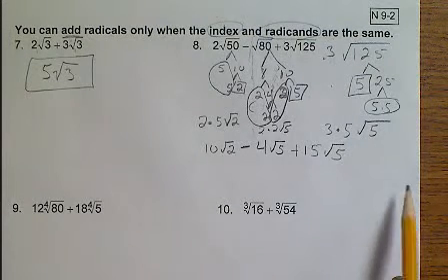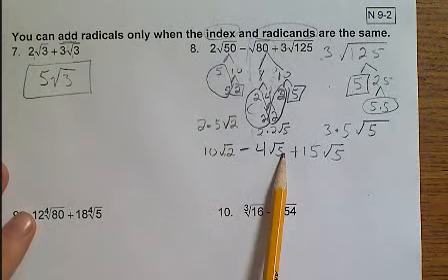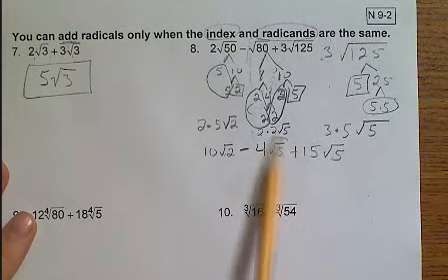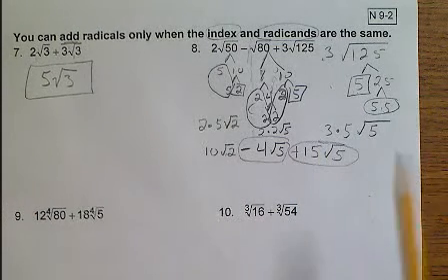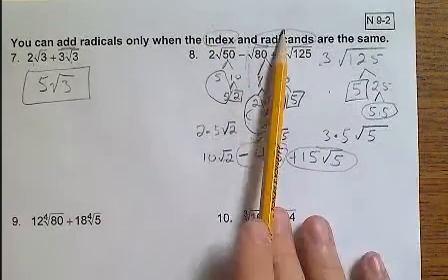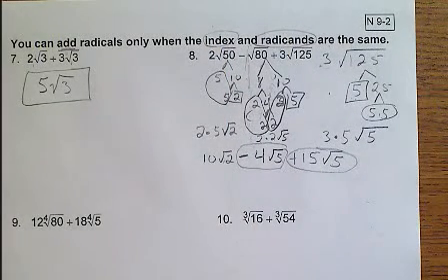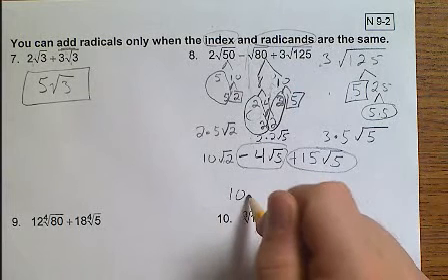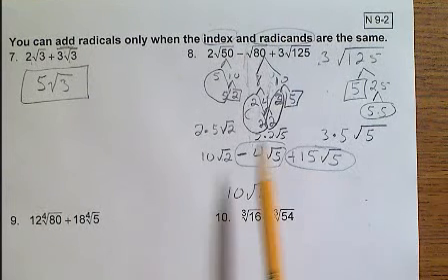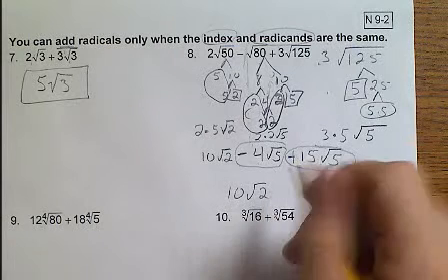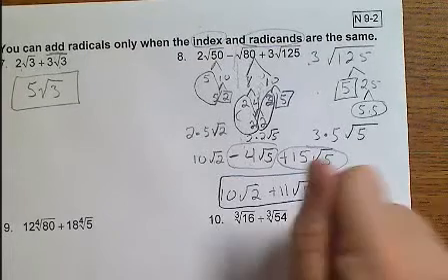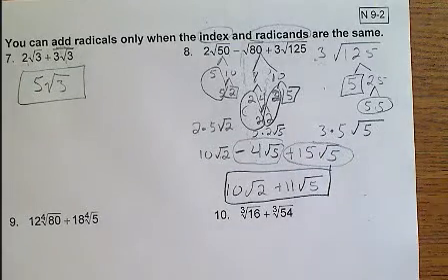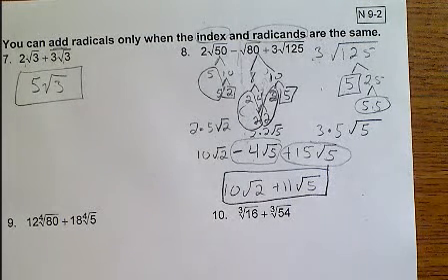Let's take a look. Well, that's square root of 2, square root of 5, square root of 5. Which means that these two are equal. Well, not they're equal, but they've got the same index and the same radicand. They are like. They're similar. So I can combine those. Well, the 10 on the square root of 2 doesn't change. Negative 4 plus 15 makes plus 11 on the square root of 5. And that is as much as we can simplify this. These will not combine anymore because the radicands are different.